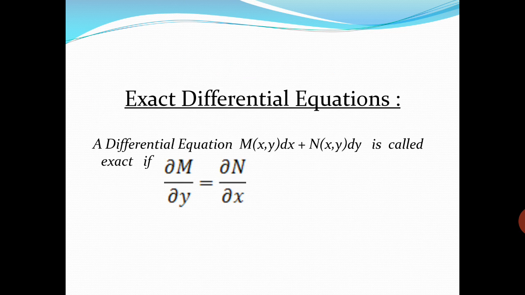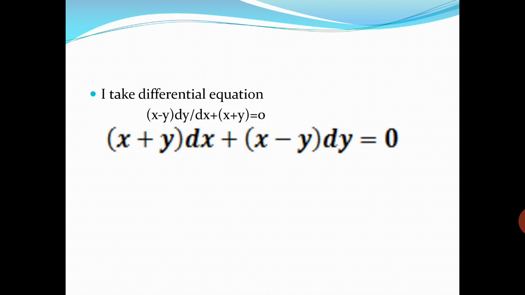Let me explain the exact differential equation. A differential equation M of x, y into dx plus N of x, y into dy, that is M dx plus N dy, where M and N are functions of x and y, is called exact if del M by del y is equal to del N by del x. That is, the first order partial derivative of M with respect to y is equal to the first order partial derivative of N with respect to x. Both should be equal.